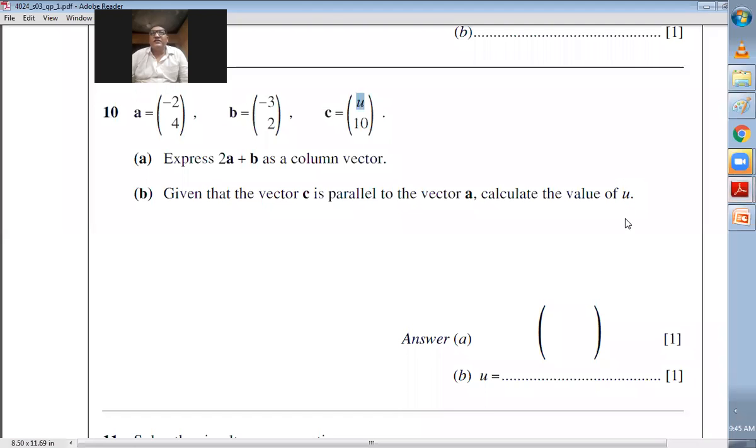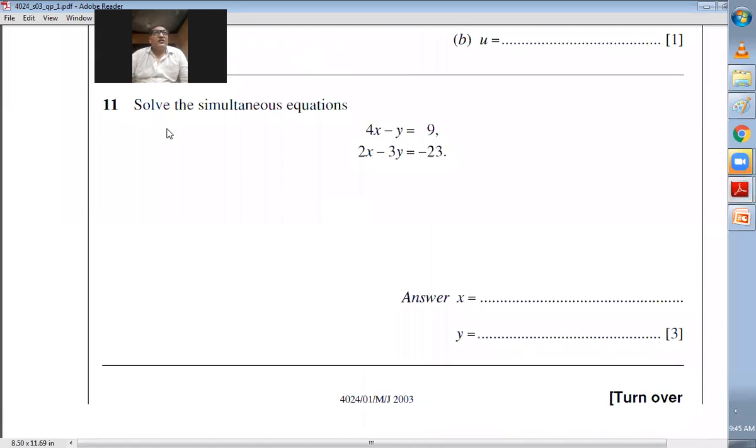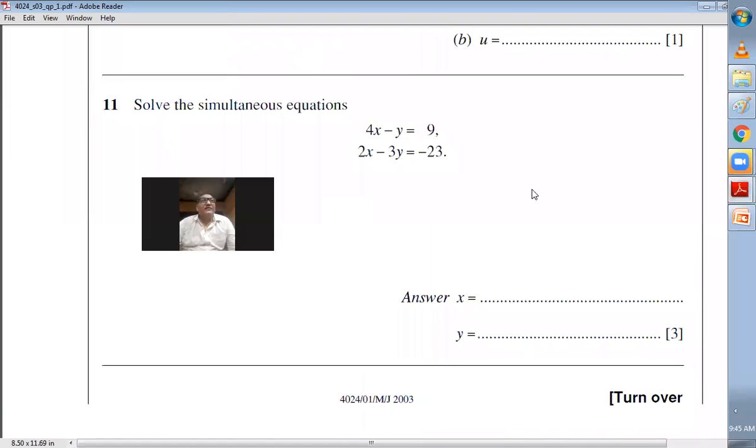This was question number 10. Now we are on question number 11. Solve the simultaneous equations: 2x minus y equals 9, 2x minus 3y equals minus 23. This is a simultaneous equation, a 3 marks question.